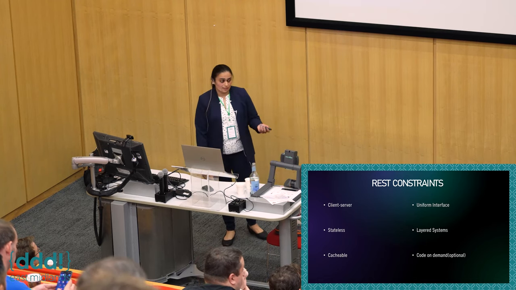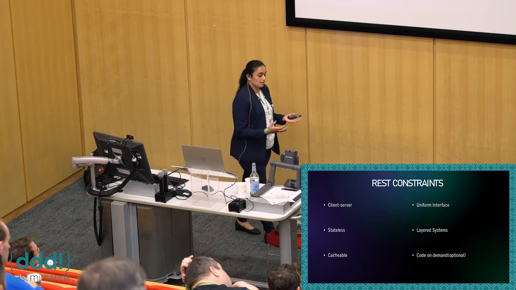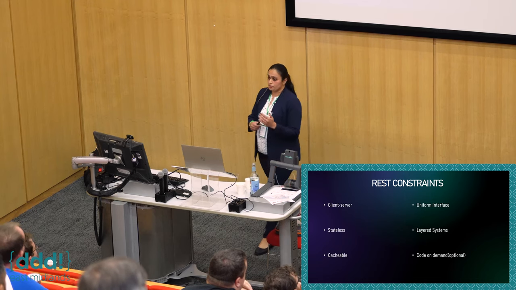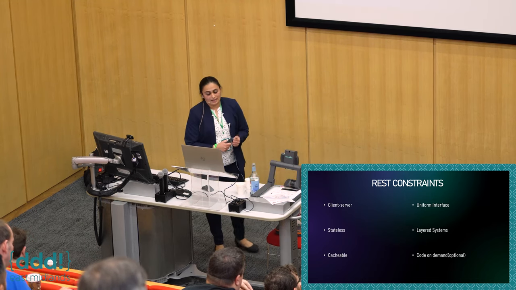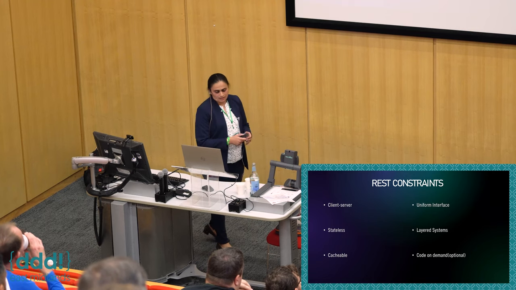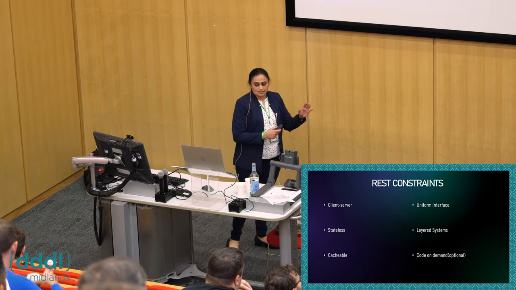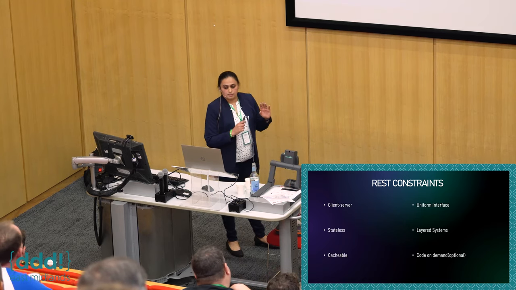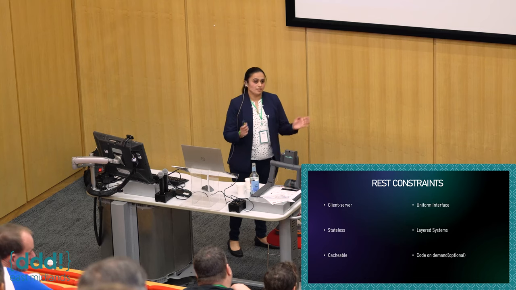The fifth one is layered system, which says that RESTful systems can be layered. Every layer can talk to a layer above or below it. And layered systems means you can actually replace or remove a layer. So these are the five compulsory constraints. As long as all these five constraints are met for your system, you have a RESTful system in place.